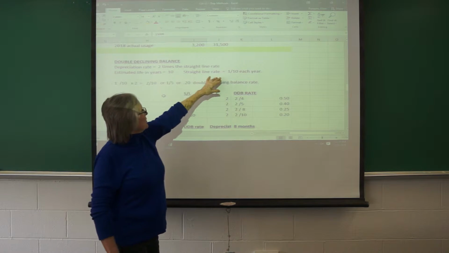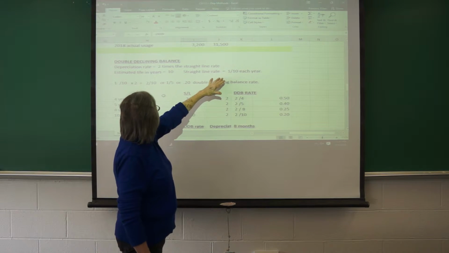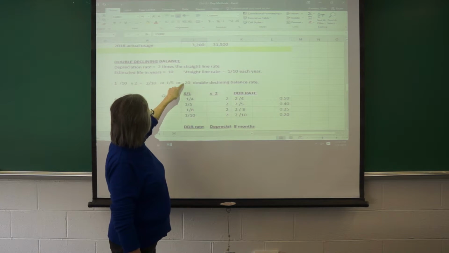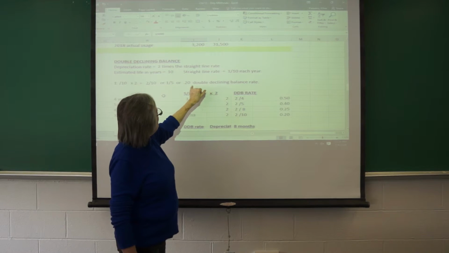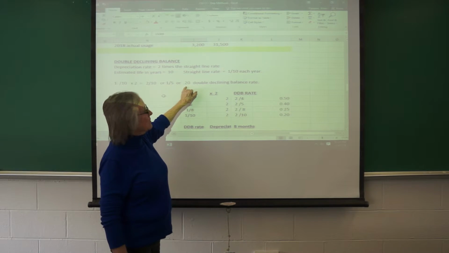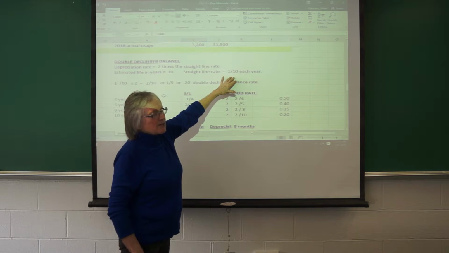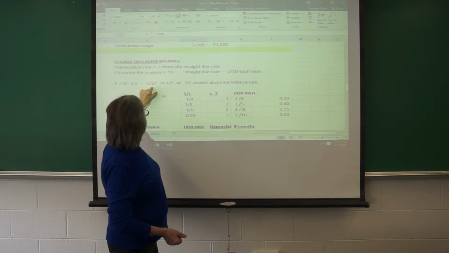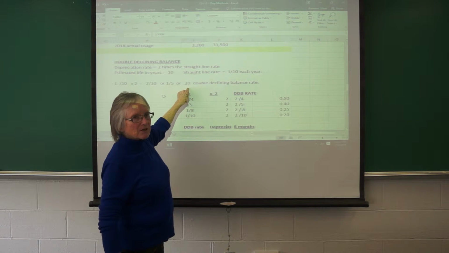So the straight line rate would be 1/10 each year, okay? And so if you double that, 1/10 times 2 is 2/10, or 1/5, or 0.2. So your double declining balance rate would be 0.20, okay? So you take the number of years, so it's 1/10 each year, multiply it times 2, that gives you 2/10, and then this is just converting it into a decimal, okay?